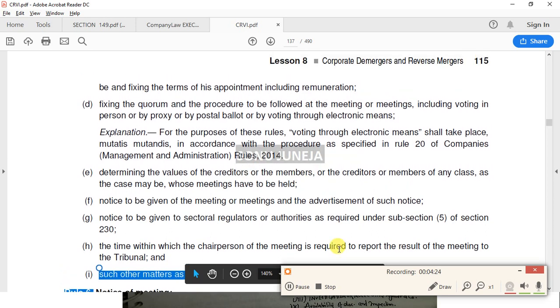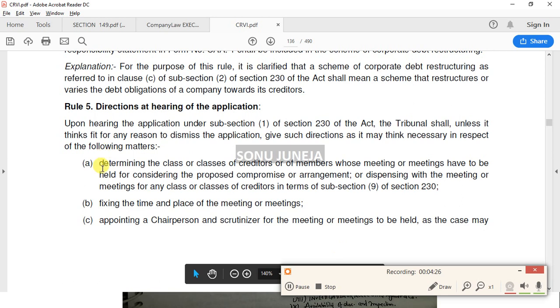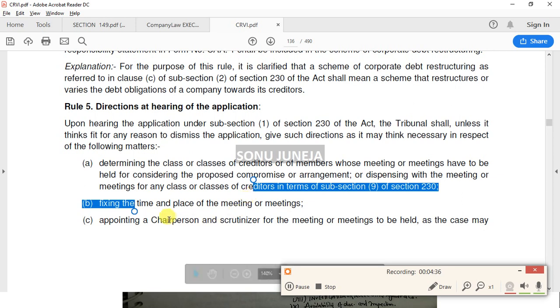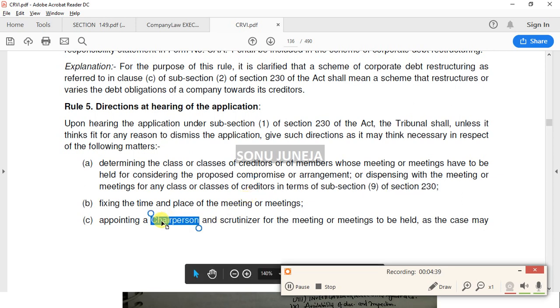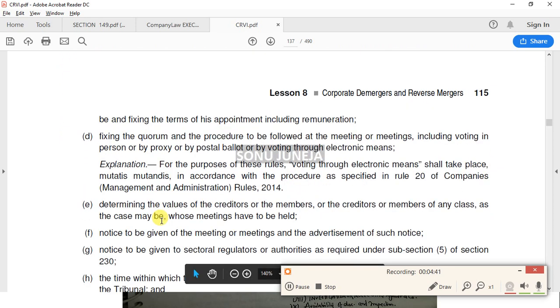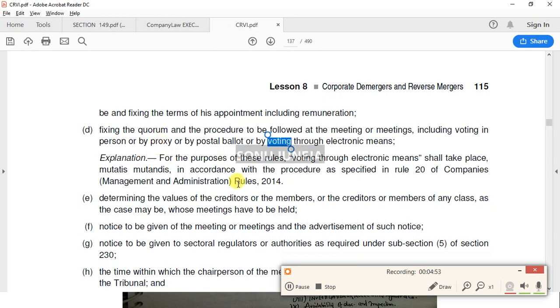So if I talk about it in brief, first the tribunal will give the direction as to which class or classes of creditors' meeting will be held. Second, the time and place where the meetings are supposed to be held. The chairperson will be appointed, and after the appointment, the terms of his appointment and the remuneration. Quorum for that meeting including the voting by proxy or by postal ballot or voting by electronic means.